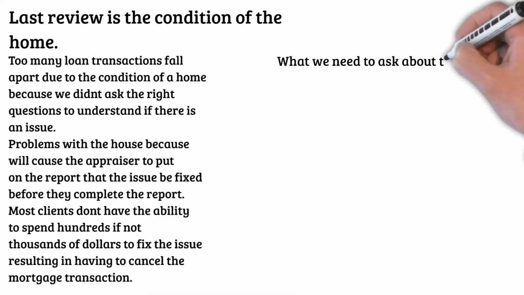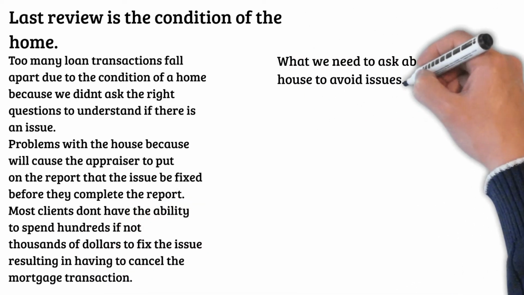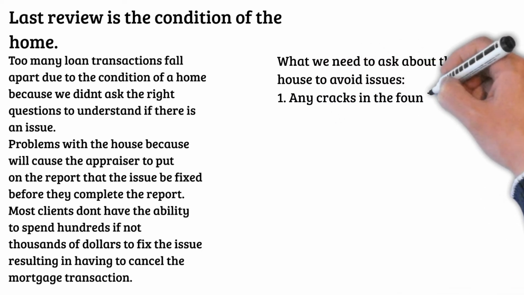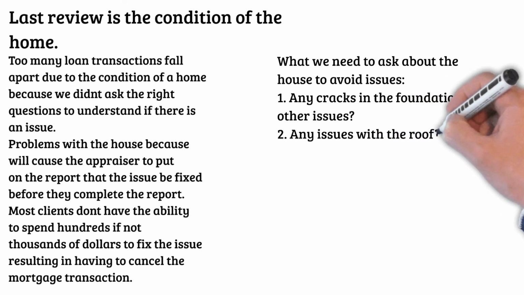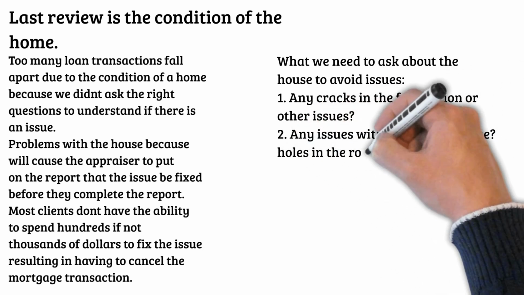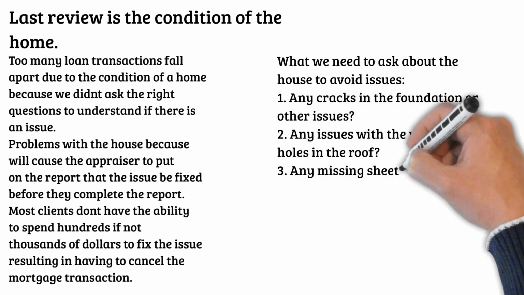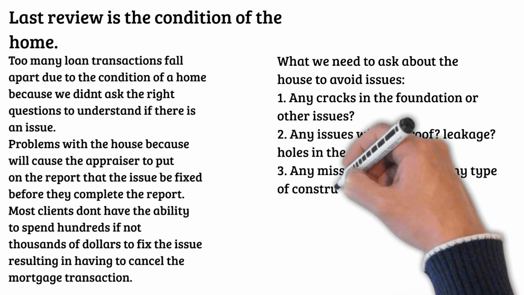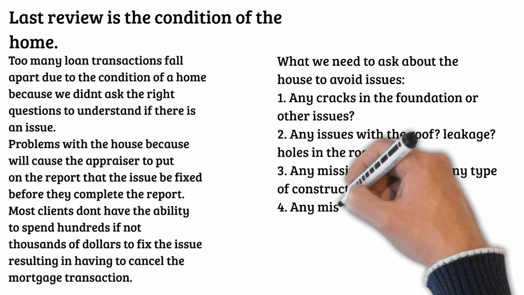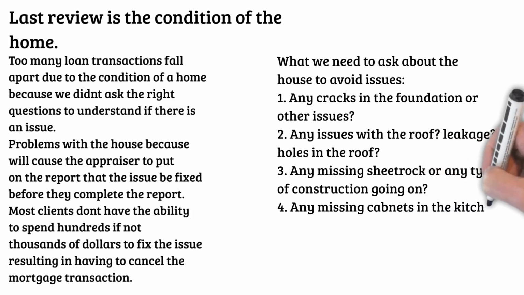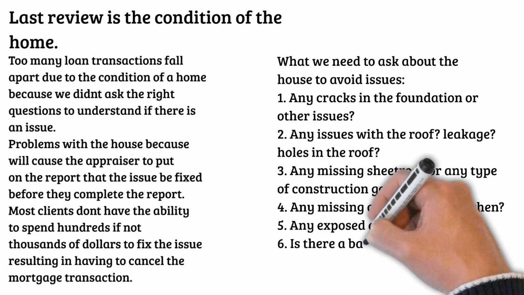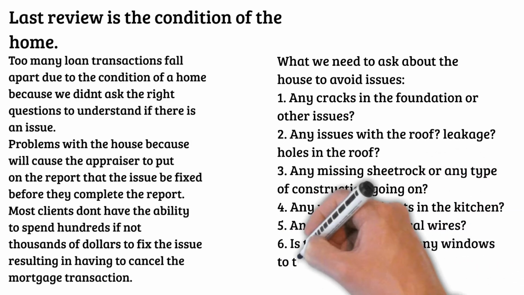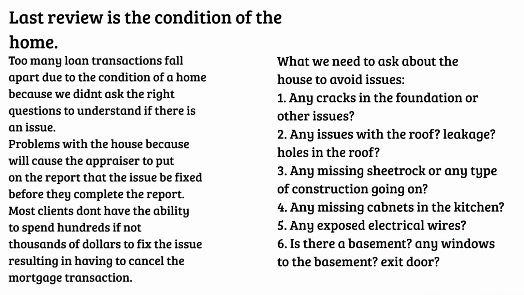Now, some of the things you want to ask are: are there any cracks in the foundation or any issues with the foundation? Any issues with the roof, any leakage, holes in the roof, things of that nature? Any missing sheetrock or any construction going on in the house, any missing cabinets in the kitchen, any exposed electrical wires? Is there a basement, any windows in that basement, any exit door? All of these items can show up on an appraisal report, and we have to make sure that there are no issues with those items.